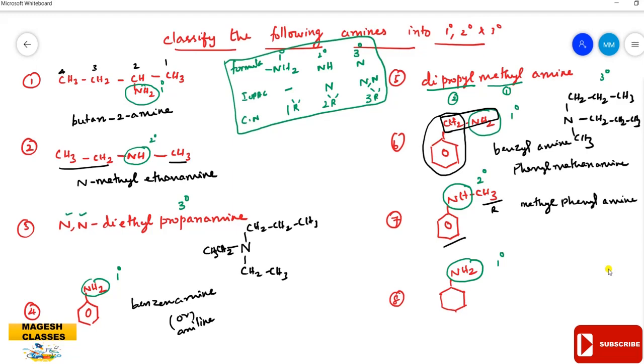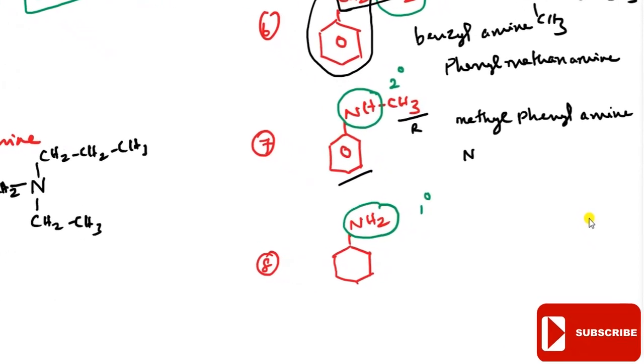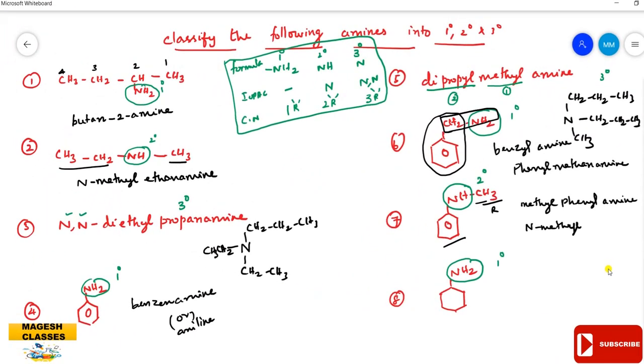In IUPAC nomenclature, it is N-methyl benzenamine. To the nitrogen, the methyl group and phenyl group are attached. Phenyl is a bulky group, so it is N-methyl benzenamine. Sometimes it is N-methyl aniline. So this name is also accepted by the IUPAC system.